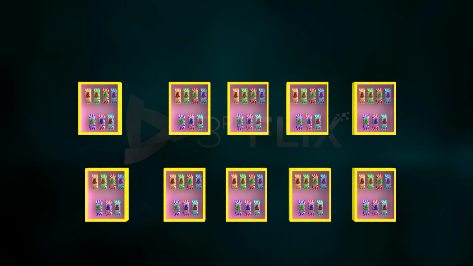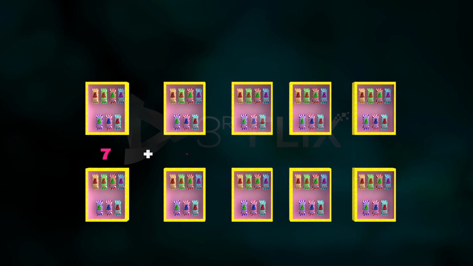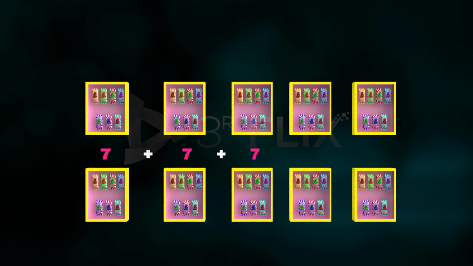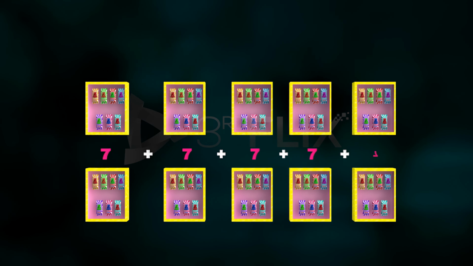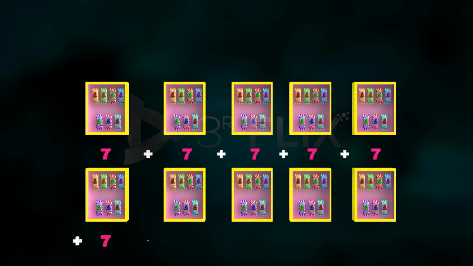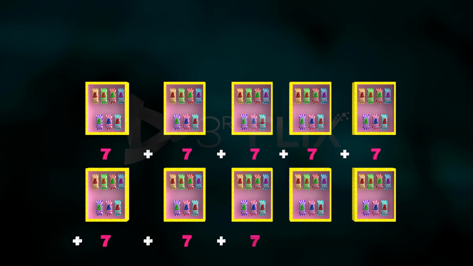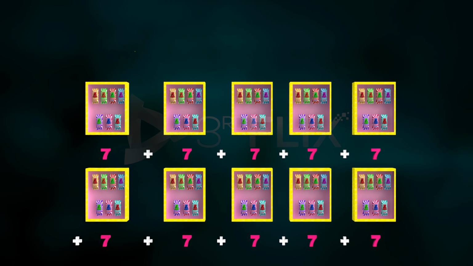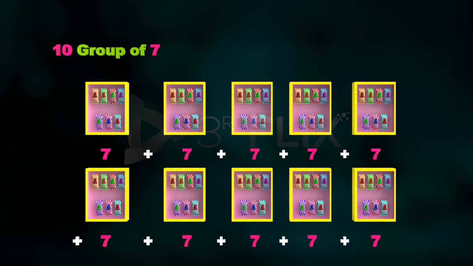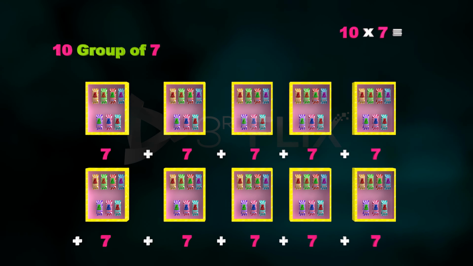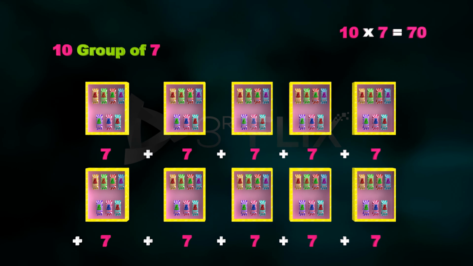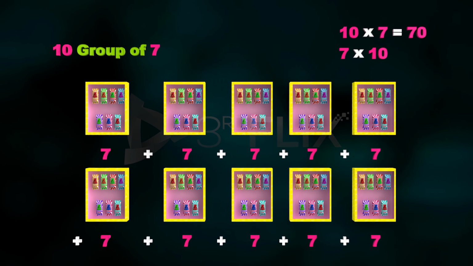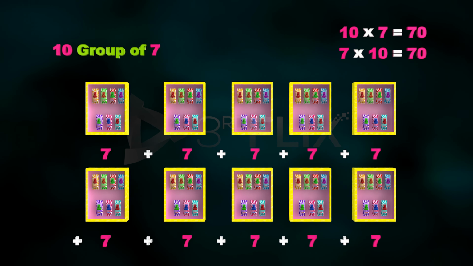10 packs have 7 plus 7 plus 7 plus 7 plus 7 plus 7 plus 7 plus 7 plus 7 plus 7 candies. 10 groups of 7. 10 into 7 is equal to 70. 7 into 10 is equal to 70.